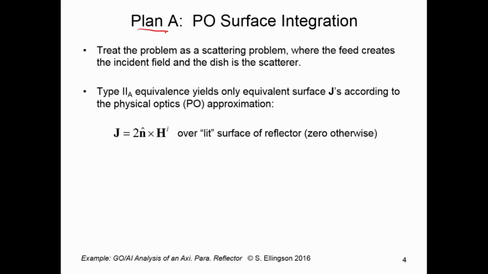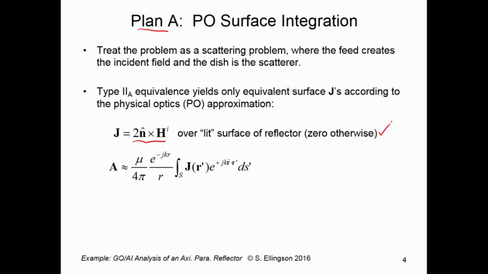First, we compute these equivalent electric surface currents using the relationship J equals 2n cross Hi, where n hat is the normal to the surface at the point at which we're computing the currents, and Hi is the incident magnetic field intensity at that point. And we consider this only over the lit surface of the reflector, and we say it's zero otherwise. So in other words, we don't account for currents on the backside of the reflector because that's not part of the lit structure.